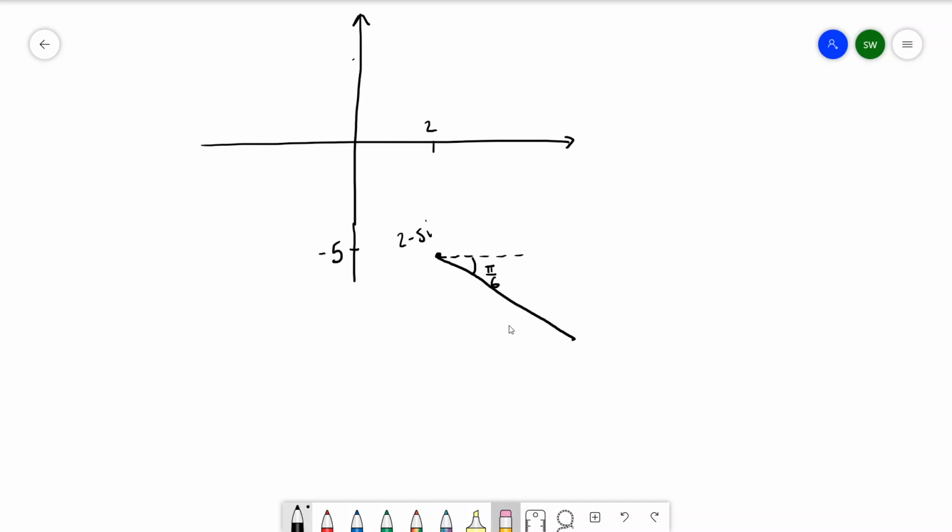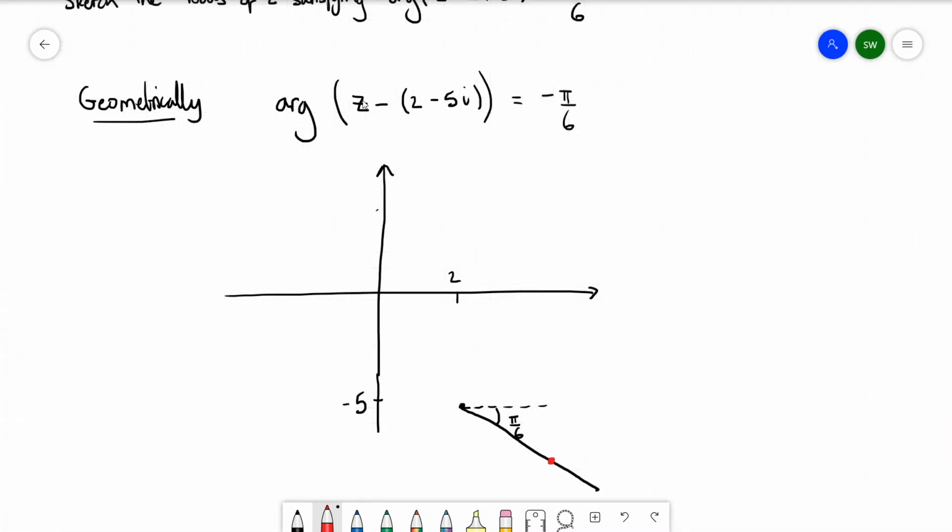Let's just confirm to ourselves that works. So let's say that z is a complex number which is on that locus that we've just drawn, which is there. Then inside the bracket we've got z minus this point here. So that's the complex number which starts at 2 minus 5i and moves to z. So it's that vector there. Well, what we want is the argument of that vector to be minus pi over 6, which is correct because you can see that it makes that angle with the positive horizontal direction.